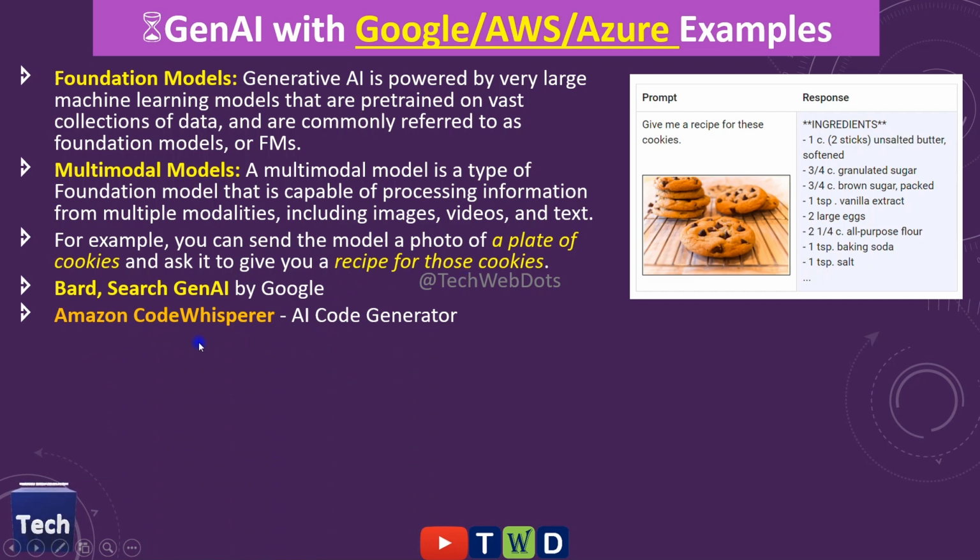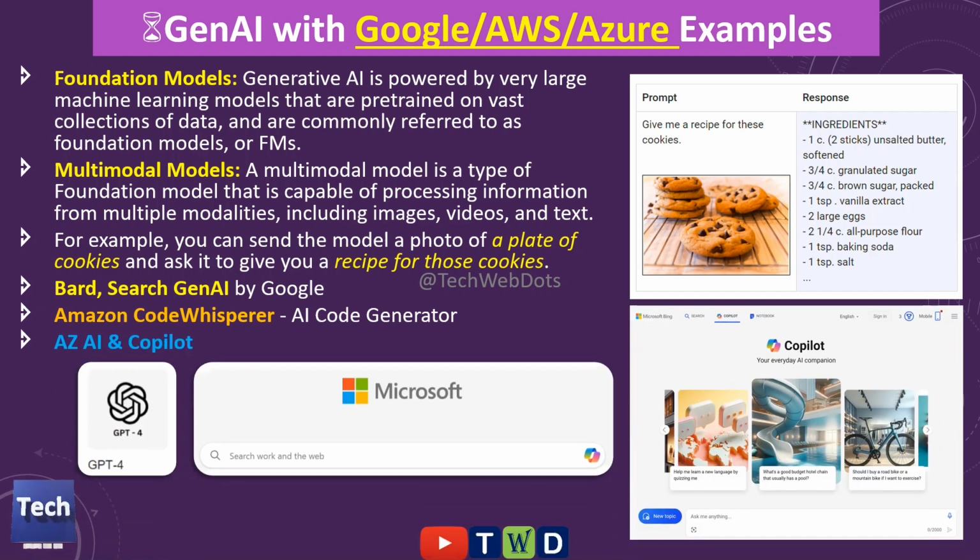If I talk about cloud providers, if I say Google, Bard is another GenAI based application. Even when you are searching something on Google nowadays, that is also generated by GenAI on Google. I will show you this example. Even Amazon CodeWhisperer is also an AI code generator. You can say that is your code companion that will help you to write your piece of code. And if I talk about Azure, that is also using Azure AI and its Copilot that helps you in search, and it also provides you an interactive mode.